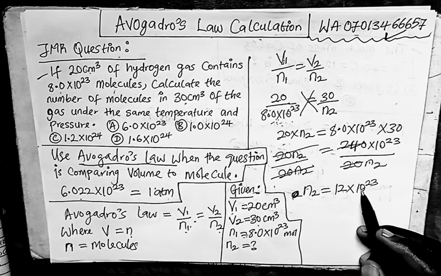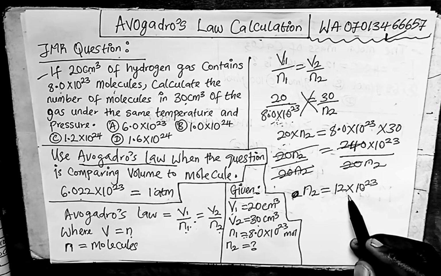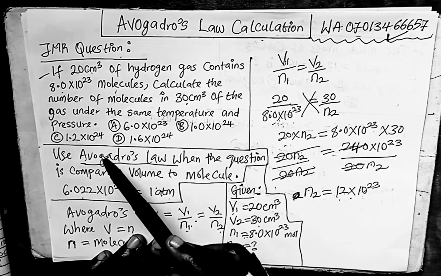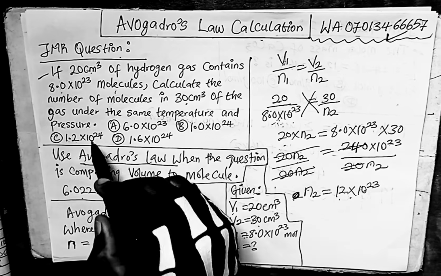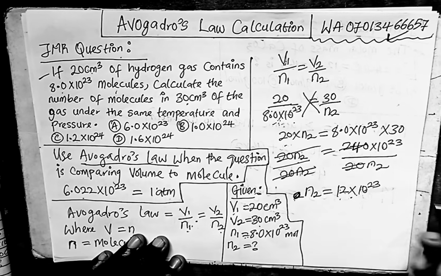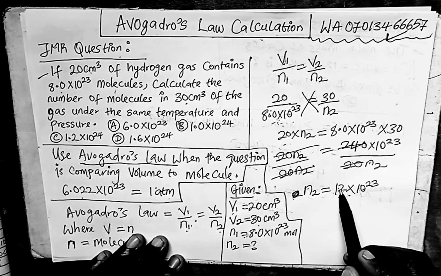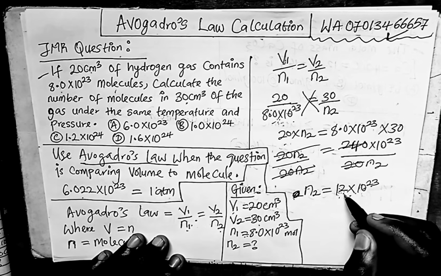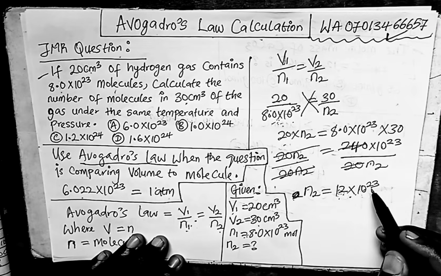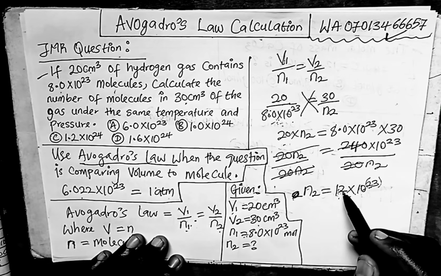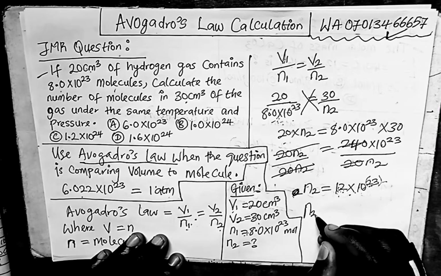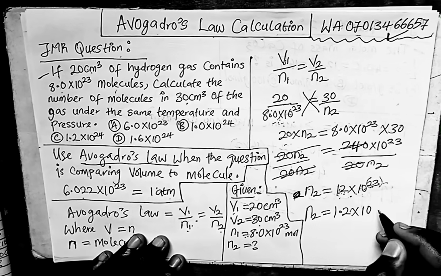If you look at the answer, this is the answer, but the option we have is 1.2 times 10 raised to the power 24. So we convert this to match the option. If we put the decimal point here, we give the 1 to the power 23. If it was 0 point something, we would subtract from the raised power, but since it's 1 point something, we add to the raised power. So N2 is equal to 1.2 times 10 raised to the power 24.